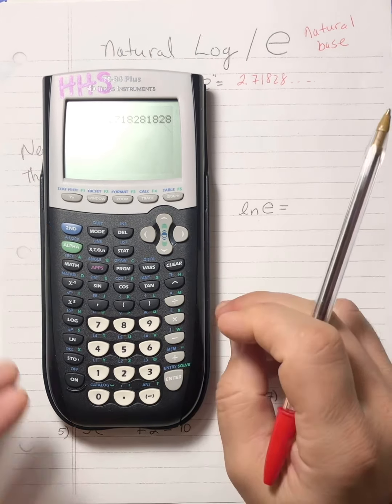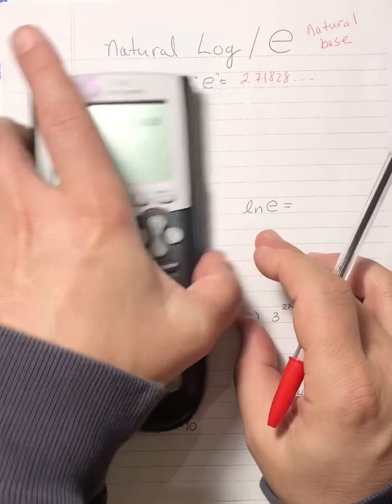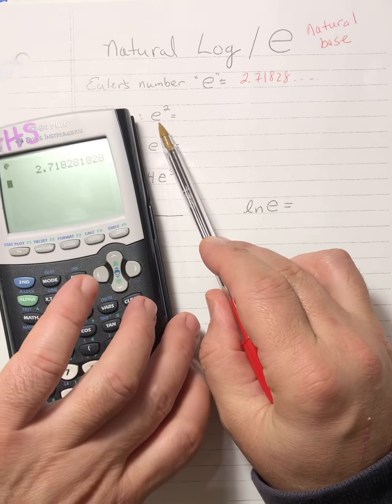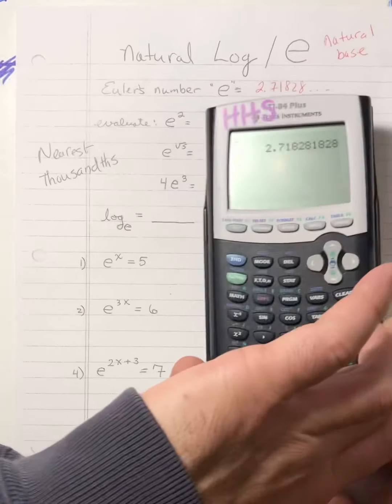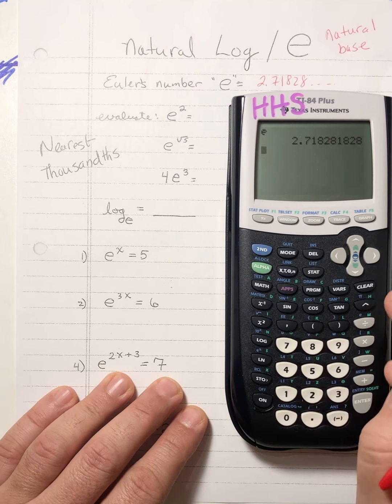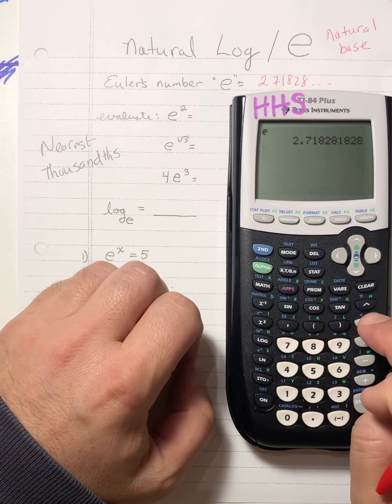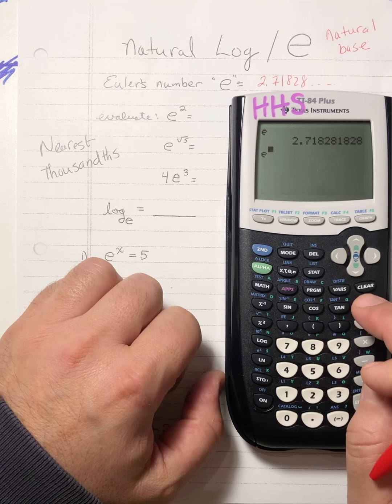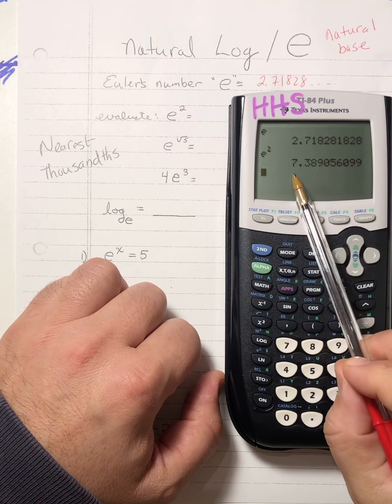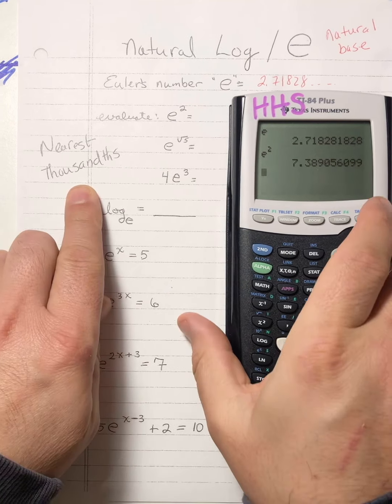Or if you wanted to evaluate e squared, we could do second the divide sign, e, and then hit the caret key. Now I can just hit 2, so e squared, then hit enter. There it is, 7.389, rounded to the nearest thousandth.